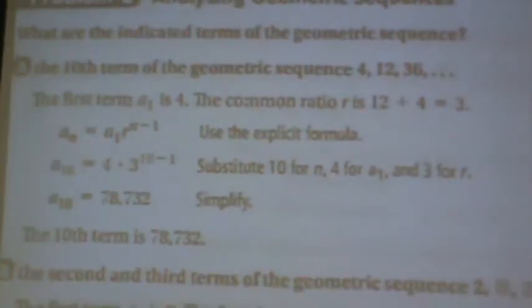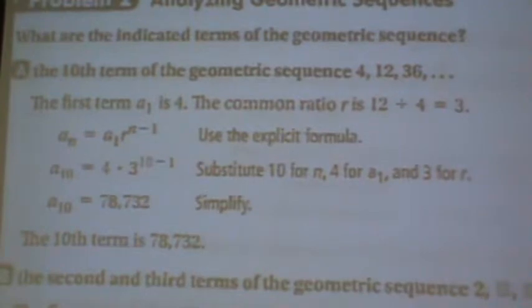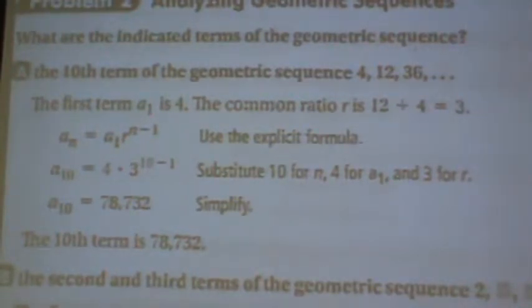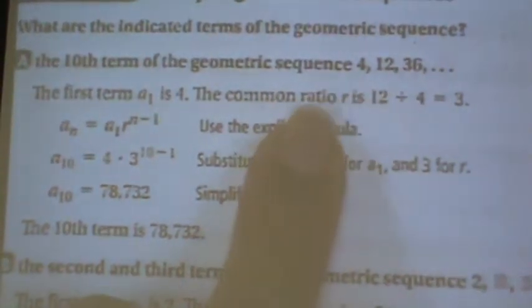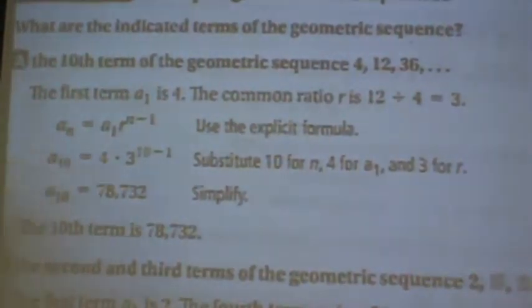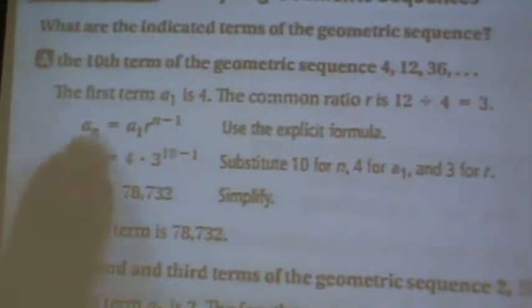Okay, now it's going to get a little crazy. I'm going to give you a sequence, 4, 12, and 36, and I'm telling you that it's geometric: 4, 12, and 36. I want to know what is the 10th term? That's what this problem says.